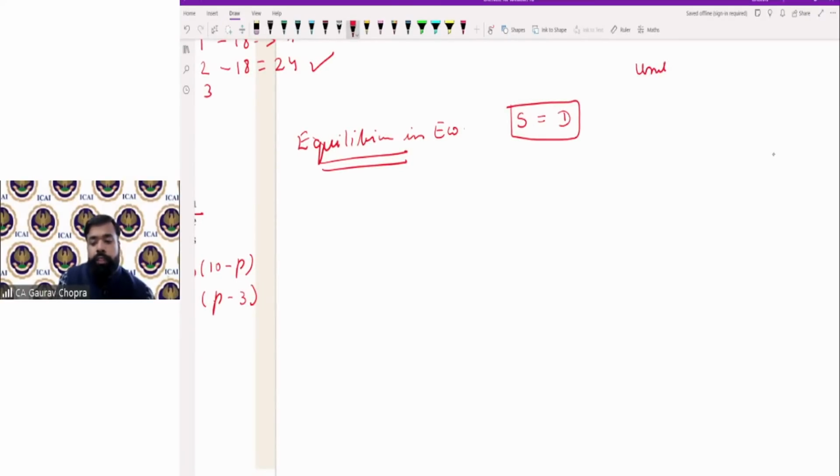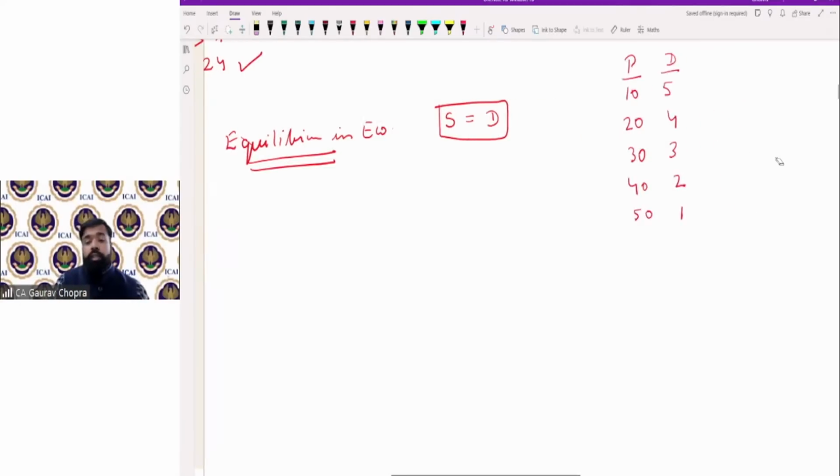This is units 1. Price is 10. So when price is 10, then demand is, let's say, 5 units. Price increases to 20 rupees, demand is 4. At 30 rupees, demand will be 3 units. At 40, demand is 2. At 50, demand is 1. We are taking just a simple example. Price is increasing, demand is decreasing. There is inverse relationship between price and quantity demanded. You might have done it in economics.